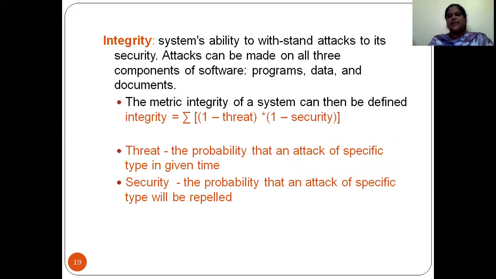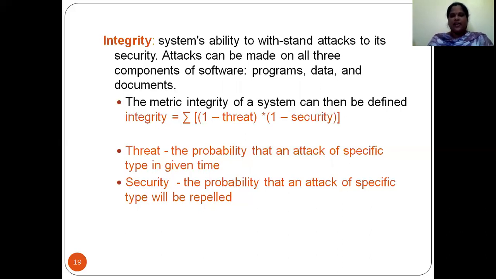Now next comes integrity. Integrity means the ability to withstand attacks. If you get any security attacks, you should be ready to withstand and solve them. Attacks can be classified into three types based on the software component: programs, data, and documents. Attacks can be on programs, on the data, or on the documents.